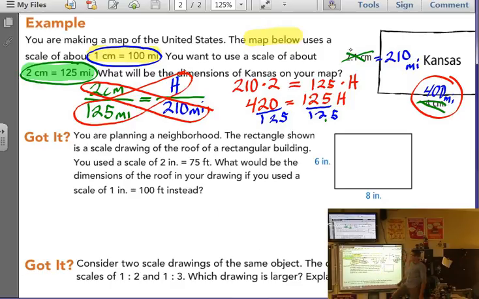So what's this height come out to be? We do 420 divided by 125? 3.36. So on my new map, this will be 3.36.